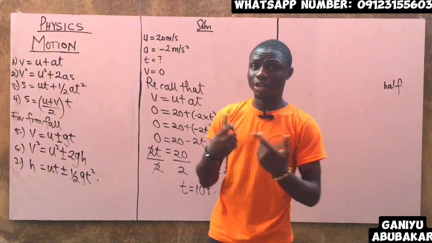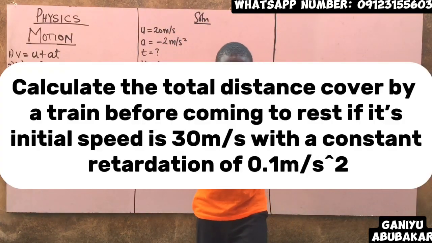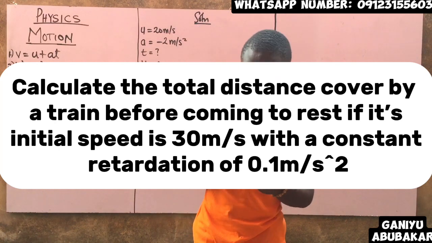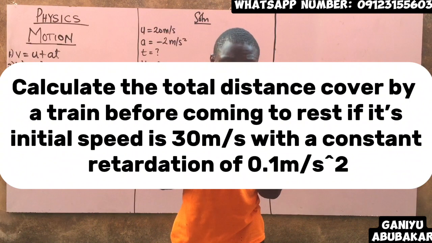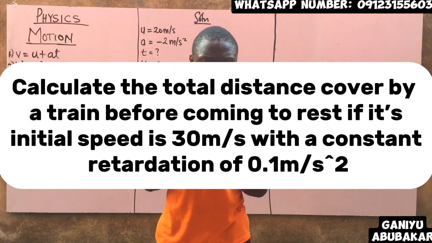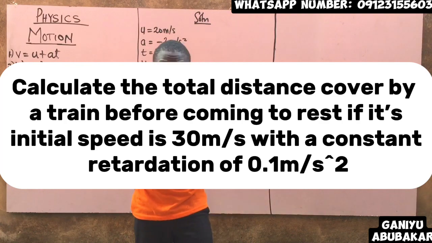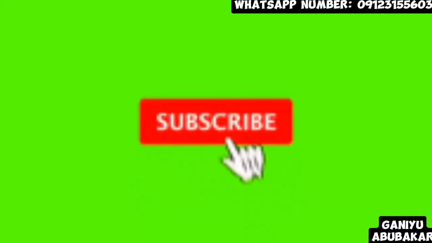Let's take one more example and solve together. All right, example 2 says, calculate the total distance covered by a train before coming to rest if its initial speed is 30 meter per second with a constant retardation of 0.1 meter per second squared. So first task, list out the given parameters. So solution.